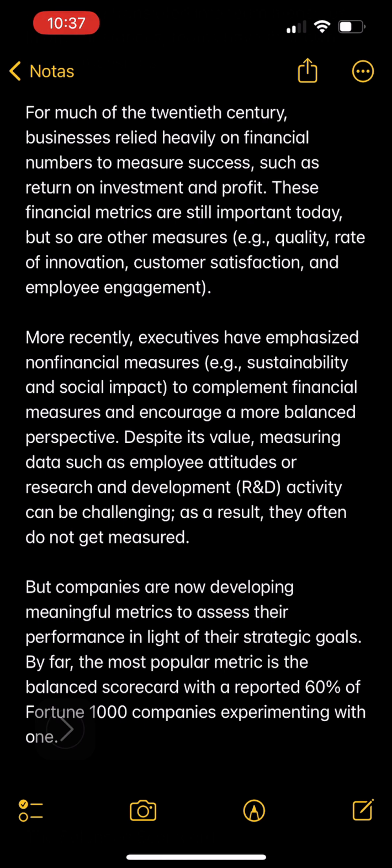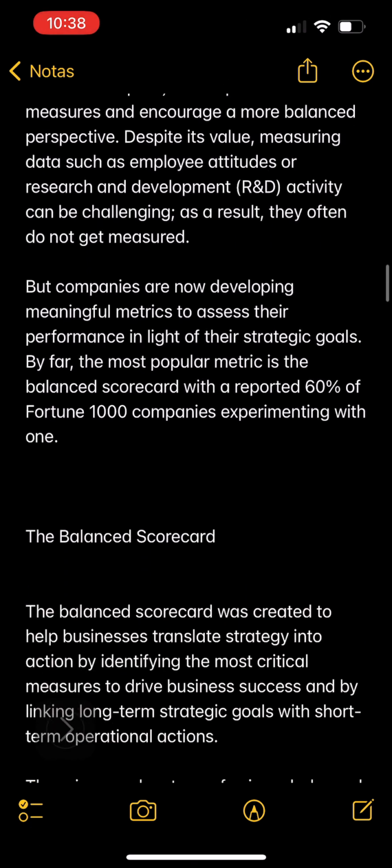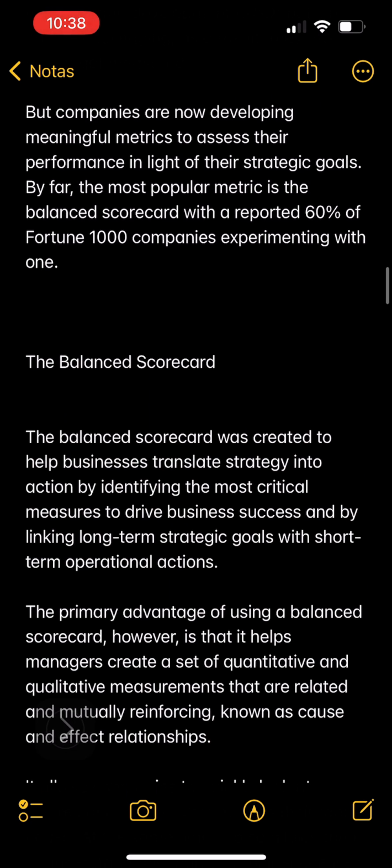Despite its value, measuring data such as employee attitudes or research and development (R&D) activity can be challenging. As a result, they often do not get measured, but companies are now developing meaningful metrics to assess their performance in light of their strategic goals. By far, the most popular metric is the balanced scorecard, with a reported 60% of Fortune 1000 companies experimenting with one.